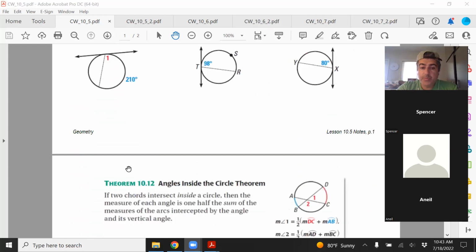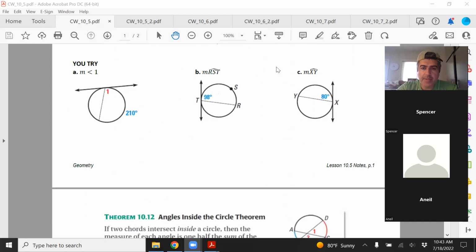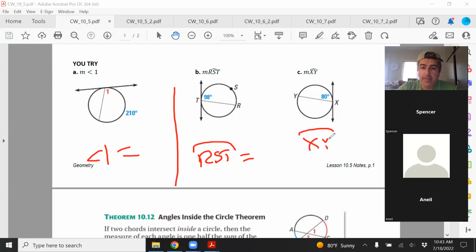So you guys try, and then we'll talk about another topic. What is angle 1 going to equal? What is arc RST going to equal? And what is arc XY going to equal? So I'll give you guys a moment to figure that out.